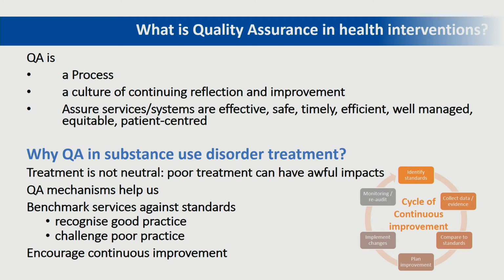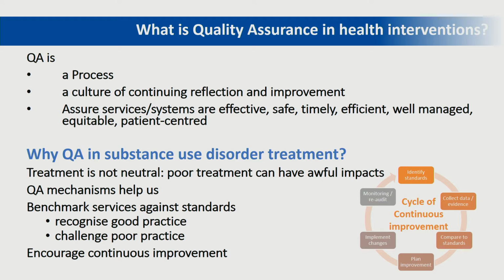So we can make people worse if the quality of the treatment that we provide isn't good enough, or the system doesn't have the coordination so that when people gain outcomes in treatment and then they leave and there's not enough aftercare or community support, they relapse. And they're at more risk of dying. So we have to bear all of this in mind. Quality assurance mechanisms help us benchmark the services and systems against standards.